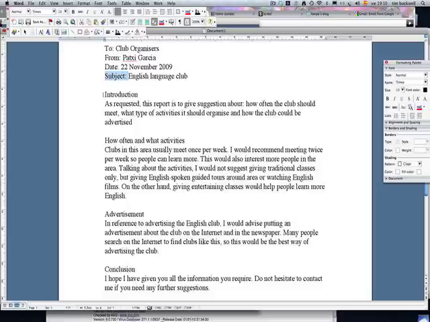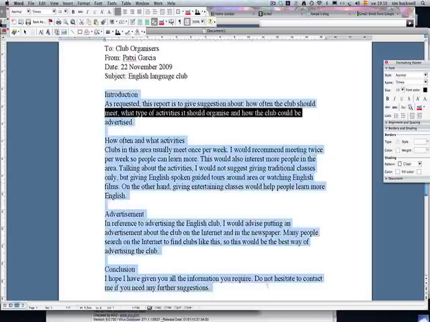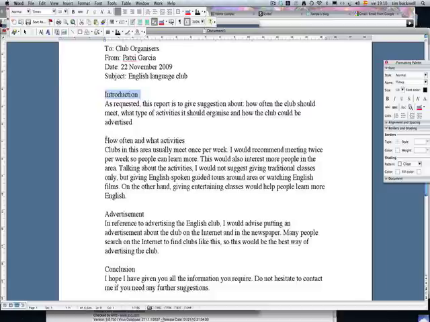The other thing which we can clearly see is that the paragraphs are split. There are 4 paragraphs and each paragraph has a heading. Introduction. The main paragraphs have a main heading and the final paragraph is a conclusion.